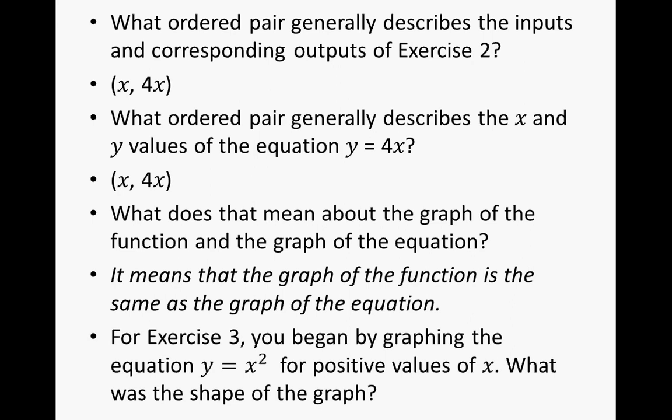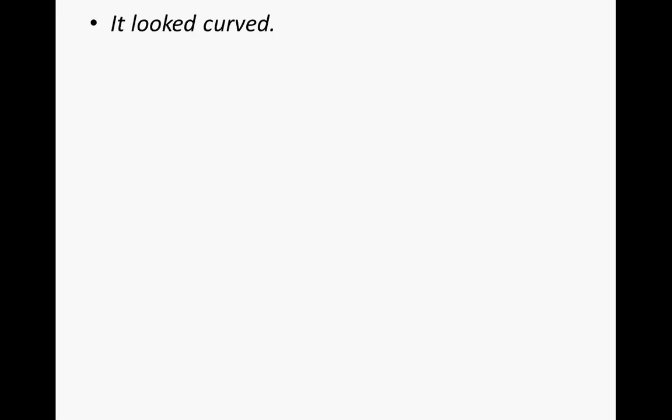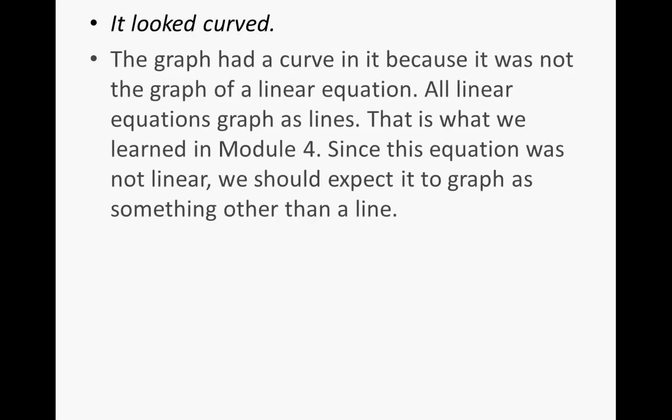For example 3, you began by graphing the equation y equals x squared for positive values of x. What was the shape of that graph? Well, you should have said it looked curved. The graph had a curve in it because it was not the graph of a linear equation. All linear equations graph as lines. That is what we learned in Module or Unit 4. Since this equation was not linear, we should expect it to graph as something other than a line.